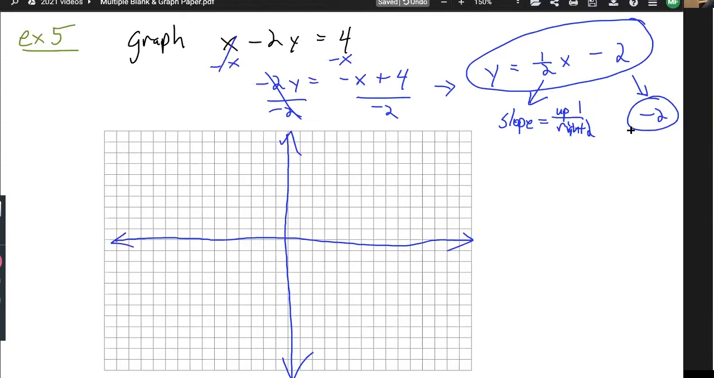Okay, so I'm starting at negative 2 right there. Then I'm going up 1 over 2, up 1 over 2, up 1 over 2. Draw the lines, boom. And that's it, okay? So if it's not in slope-intercept form, put it in slope-intercept form.